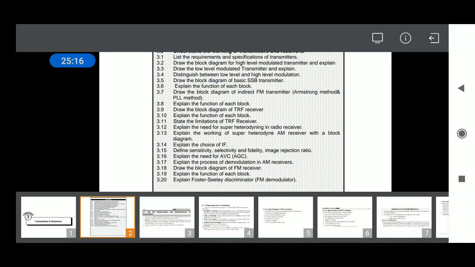In addition to those topics, we discussed some basic topics called characteristics of radio receivers like sensitivity, selectivity and fidelity, and the need for AGC, choice of IF, and requirement specifications of AM and FM receivers and transmitters, and what the image frequency is, how to reject it, the diode demodulation process, and the FM receiver basic diagram. So these are the topics we covered in transmitters and receivers.